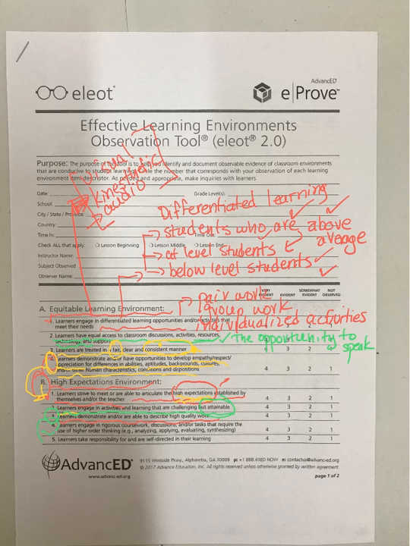Okay, now B4. Learners engage in rigorous coursework, discussions, and or tasks that require use of higher order thinking: analyzing, applying, evaluating, and synthesizing. Okay, now what does that mean? Well, this is tied into Bloom's taxonomy. I'm not sure if you know what Bloom's taxonomy is. If you don't, please Google it. Bloom's taxonomy has various levels, and the first one is remembering, the second one is understanding. Analyzing, applying, and evaluating are also different parts of Bloom's taxonomy.